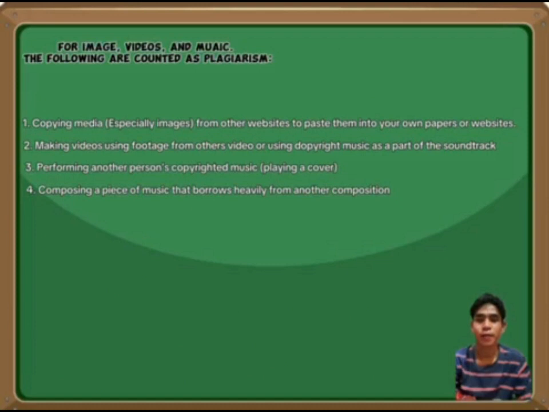For images, videos, and music, the following are counted as plagiarism. Number 1, copying media, especially images, from other websites to paste them into your own papers or websites. Number 2, making videos using footage from other videos or using copyrighted music as part of the soundtrack. Number 3, performing another person's copyrighted music. Number 4, composing a piece of music that borrows heavily from another composition.